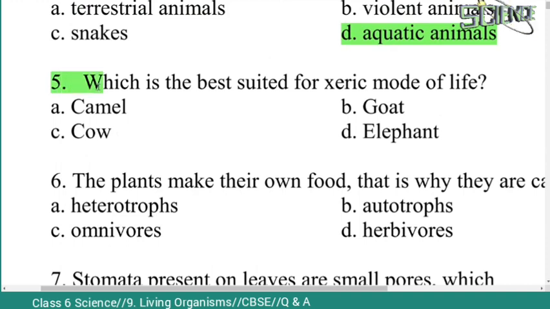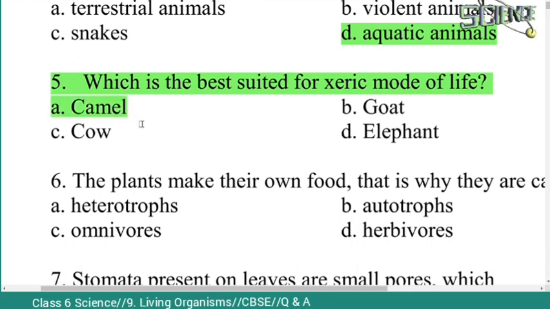Fifth question, which is the best suited for xeric mode of life? A. Camel, B. Goat, C. Cow, D. Elephant. The correct answer is camel. Which is the best suited for xeric mode of life? It is camel.